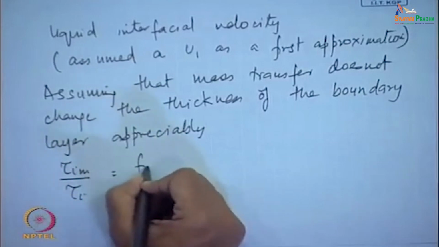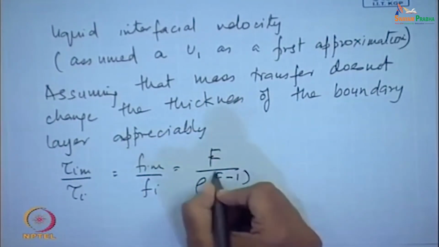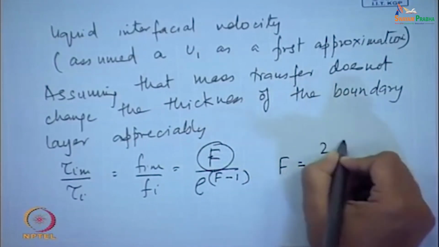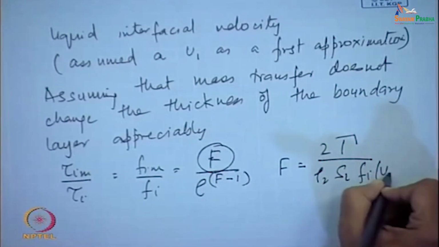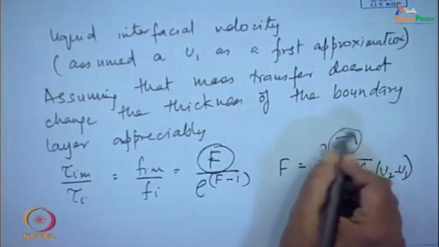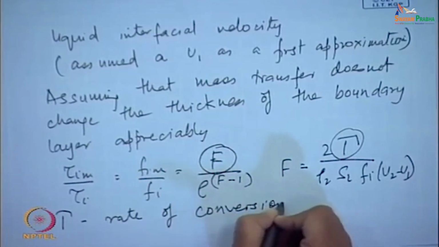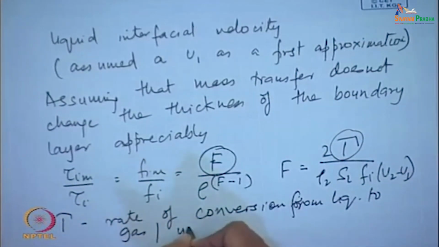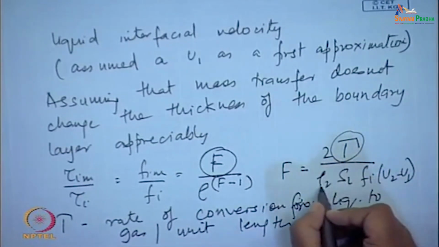And we know that from this supposition, tau I m by tau I equals f I m by f I, and this is nothing but equal to capital F by e to the power F minus 1, okay, where this F can be written down as 2 gamma by rho 2 S I f I (u2 minus u1), okay, where we know that this gamma is nothing but the rate of phase change or maybe rate of conversion or rate of mass transfer, rate of conversion from liquid to gas per unit length, okay. And S I is nothing but the interfacial perimeter, rho 2 density, u2 minus u1 is the relative velocity.